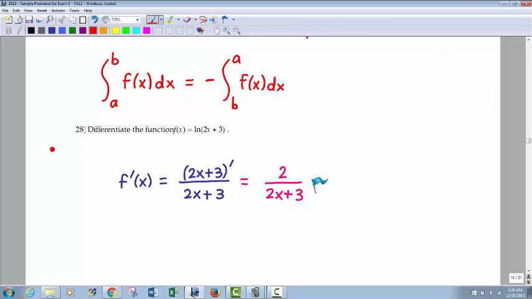So 28. Basically the derivative of the natural log of u is essentially u prime over u. So it's the derivative of what's on the inside divided by what's on the inside. So the derivative of 2x plus 3 would be 2 divided by 2x plus 3. So like I said, d/dx of ln of u is u prime divided by u. As long as you know that, you're in great shape.